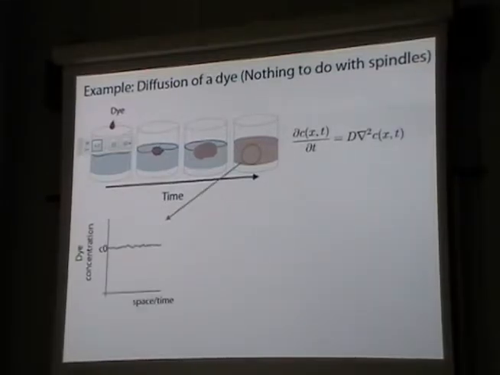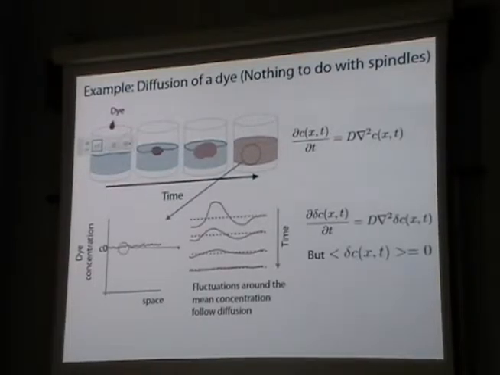So you can imagine another thing. Again, this is just an abstract example that has nothing to do with this experiment, just so we're on the same page. What you could do to test this theory is wait until you're at steady state, and then look at small fluctuations around steady state. The idea is that if I think of the density as some constant plus small fluctuations, those small fluctuations will also obey the diffusion equation.